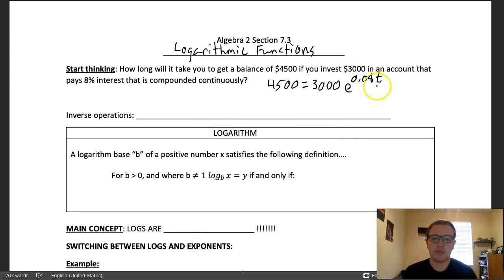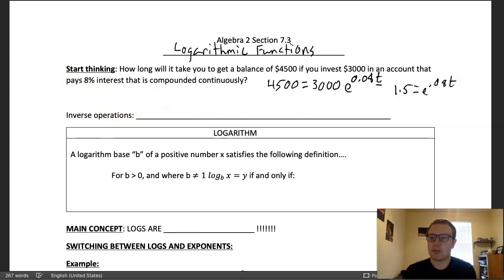Now if we're trying to solve for t here, the best we can do right now is divide by 3,000. When we divide by 3,000, we get 1.5 is equal to e to the 0.08t. Now how would we solve for it at this point? We could guess and check, we could throw it into a calculator, but either way that's going to take some amount of work. So instead what we're going to be introducing is something called an inverse operation.